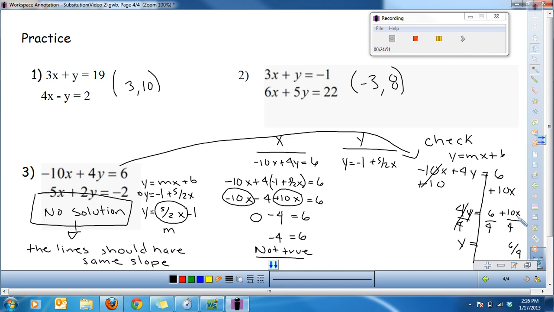These cancel, and I'm left with y equals 6 over 4, and I'm going to rewrite that here because I know that's my y-intercept, and 10x divided by 4, which can be reduced to 5 halves x. If you don't believe me, do 10 over 4 in your calculator and reduce it, and you'll get 5 halves x. You'll see that your m in this equation and your m in this equation are the same. Since these two equations have the same slope, there is no solution.